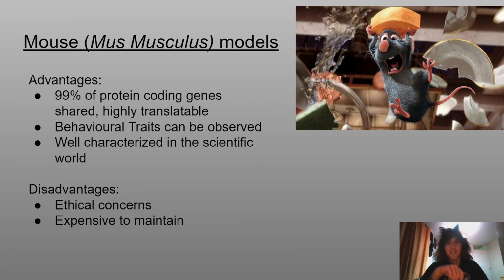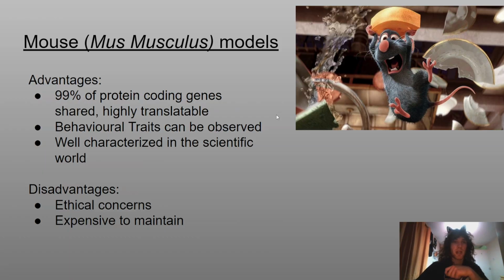One organism that we use is the mouse. I love mice. There's Remy from Ratatouille. Their advantages are that 99% of their protein coding genes are shared with humans. That's the glory of evolution. Genes are highly preserved. That's why we're 50% like a banana. So any disease that we model in mice is pretty translatable to humans.